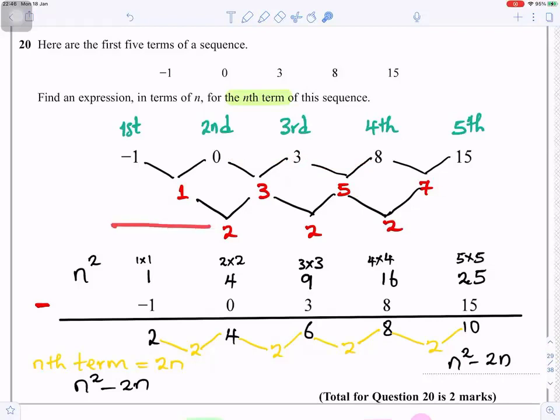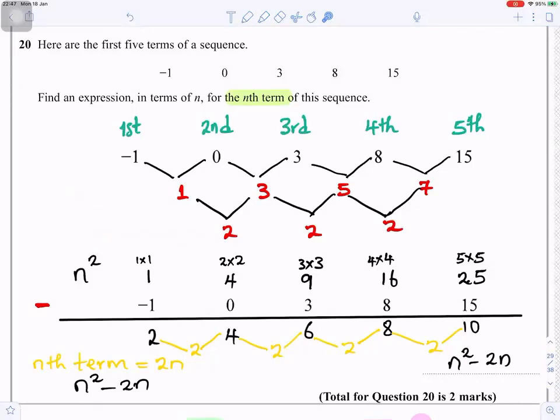Let's find the second difference. 3 take away 1 is 2. 5 take away 3 is 2. 7 take away 5 is 2. That means it's a quadratic sequence because the second difference is the same. So that's the first difference and that's the second difference.